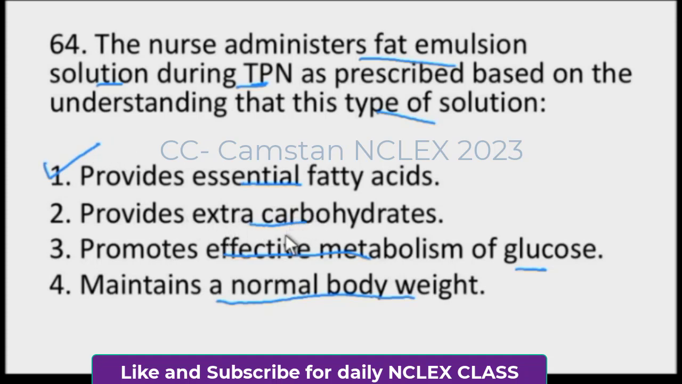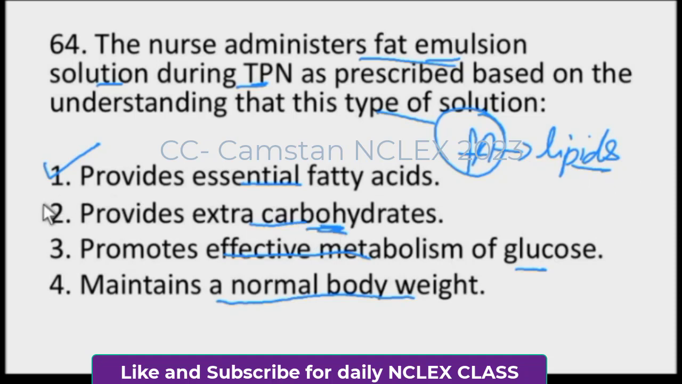Providing extra carbs. Well, as this fat emulsion solution provides fatty acids, and these fatty acids are basically lipids, carbs is incorrect. Third is promoting effective metabolism of glucose. Well, fatty acids do not aid in the metabolism of glucose, so this option is also incorrect. Fourth is maintaining a normal body weight. Although fatty acids are necessary for meeting the complete nutritional status of the client, they do not help in maintaining the body weight, right? So this option is also incorrect. So the correct one will be providing essential fatty acids, right?